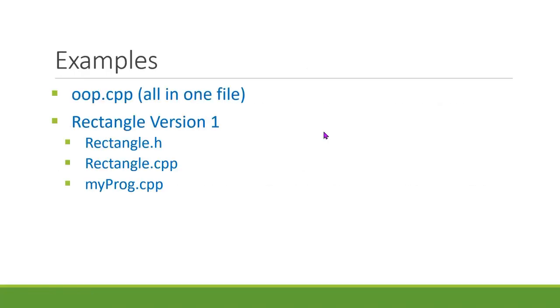I've already shown you OOP.cpp, and I will show you Rectangle version 1, but I want to move on to talk about how these files are actually organized, because if you notice, this Rectangle version 1 is going to contain a Rectangle class, and we have a header file called rectangle.h, and we have a source file called rectangle.cpp, and then another source file called myprog.cpp.